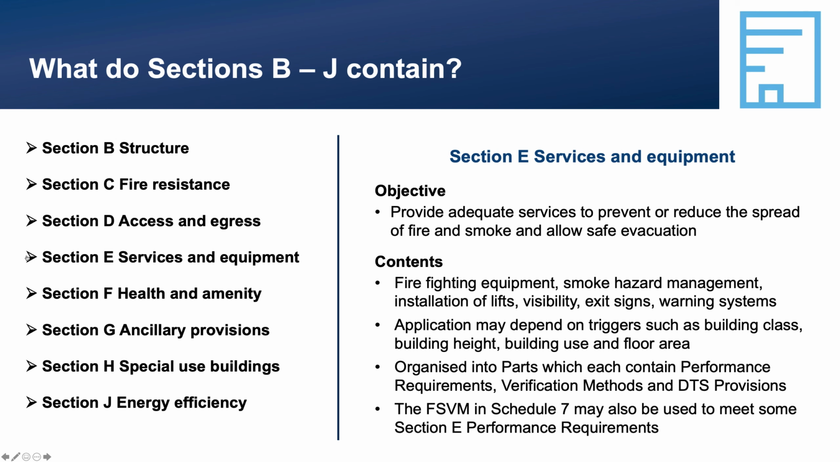Section E contains requirements for services and equipment installation in buildings. This includes firefighting equipment, smoke hazard management, lifts, emergency and exit signs, and warning systems. Application of requirements may depend on the building classification and other triggers such as the building height, floor area, and use. Performance requirements, verification methods, and DTS provisions are spread across the different parts.